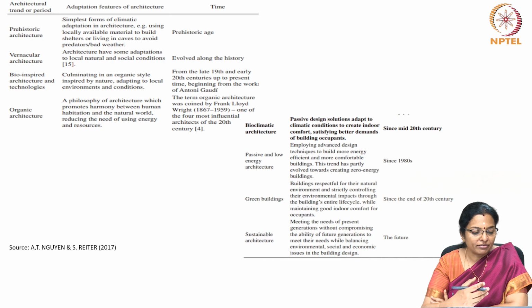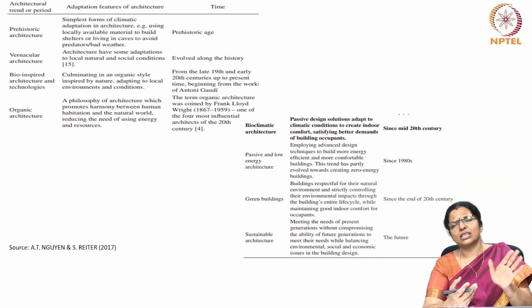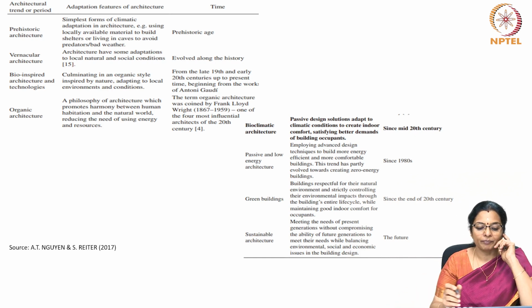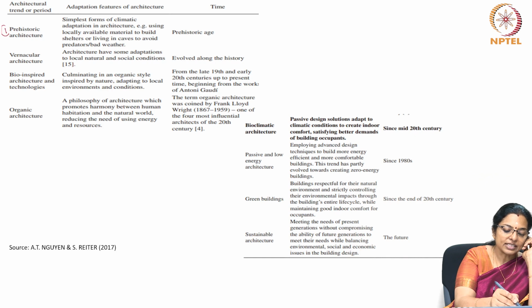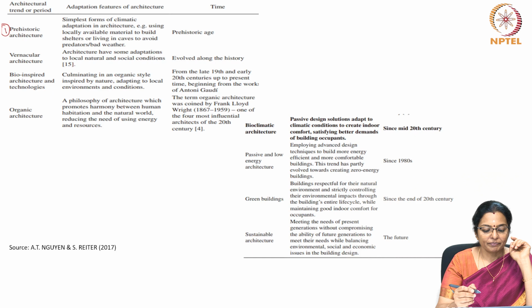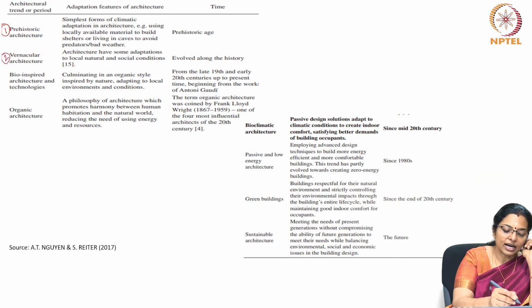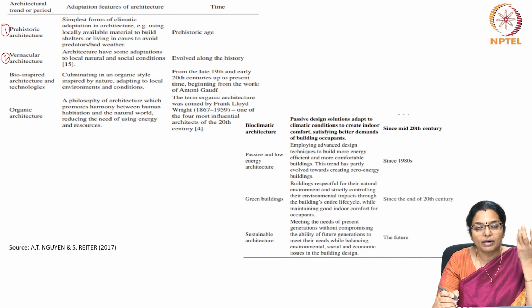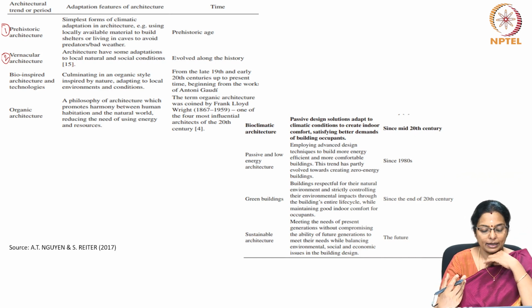Now, let us look briefly at the history of how this bio-inspired architecture came, because there are so many terminologies that we come across today. So, first was prehistoric architecture. Now, this was the simplest form of climate adaptation in architecture, where the prehistoric occupant just wanted a shelter to protect himself from the climate. Then came what is called vernacular architecture. Now, this architecture has some adaptations to local natural and social conditions, because by then man had also become a social animal.